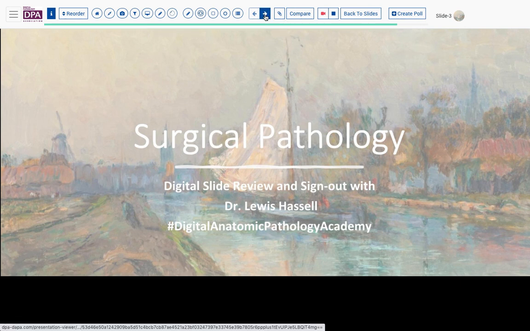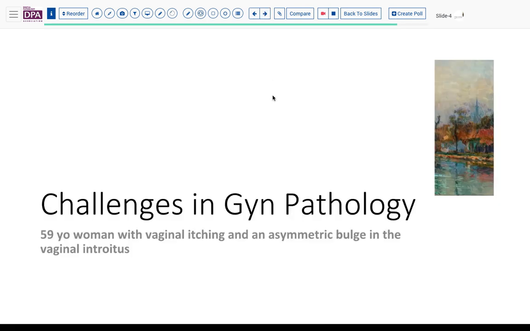Our case discussion today comes from the realm of GYN pathology. The patient is a 59-year-old woman who's had some vaginal itching and notes a little bit of an asymmetric bulge at the vaginal introitus. I think this clinical presentation raises an interesting differential because on examination, the clinician felt that this looked like it might well be a cystic lesion. It was slightly fluctuant, not fixed or hard.